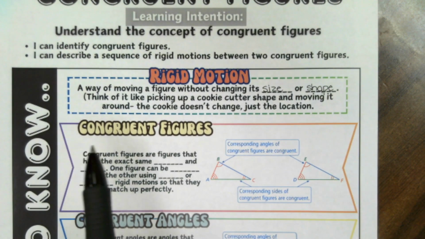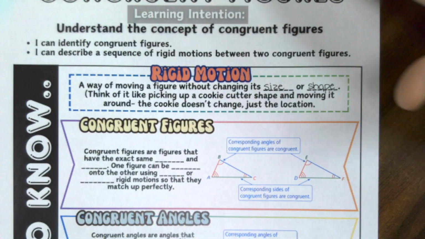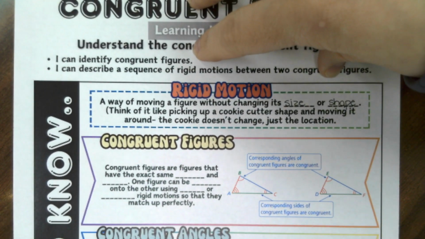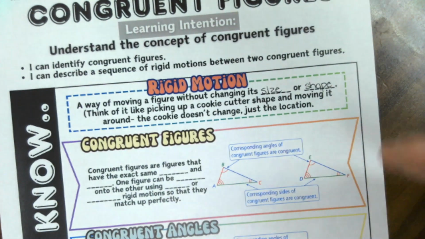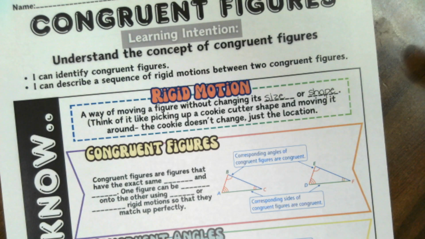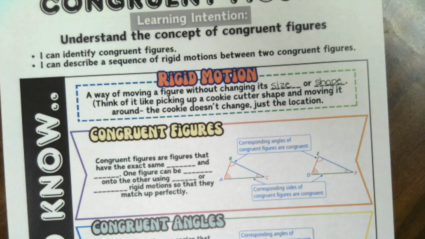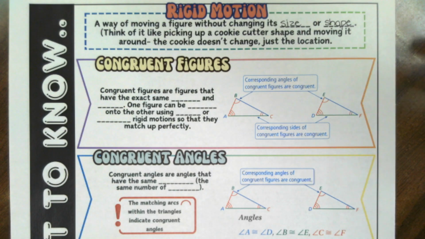So think of it like picking up a cookie cutter shape and moving it around. So if you had your dough sitting out and you put the cookie cutter here, and then maybe I move it over here, and then I do another cookie over here and over here, my cookie doesn't change, just the location of where I'm putting it changes. Okay, so that's how you can think of rigid motions, is we're just moving them around, but we're not going to change anything about their size or their shape.